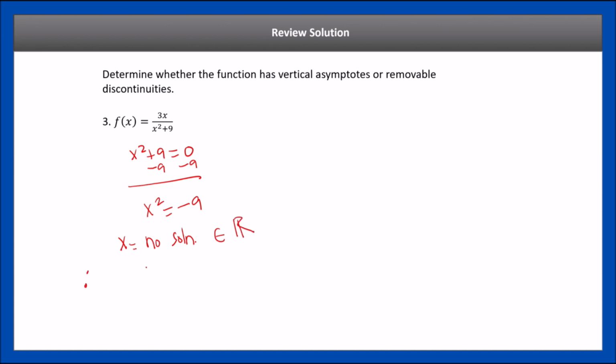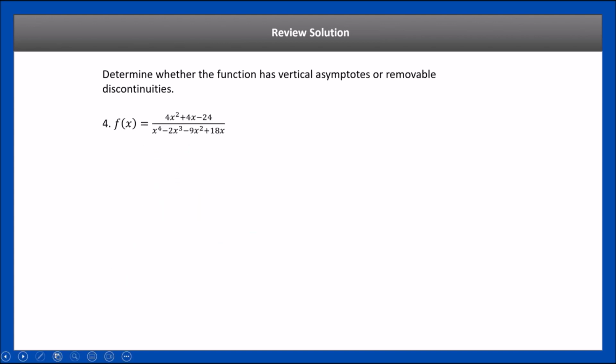Therefore, that's a symbol for therefore, there are no vertical asymptotes. All right, so no vertical asymptotes and no removable discontinuities for this one. All right, so number 4, again, just look at the denominator and see where that's 0.